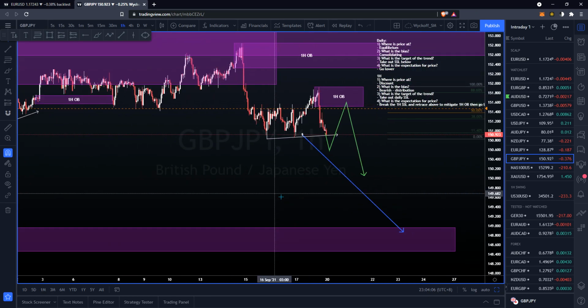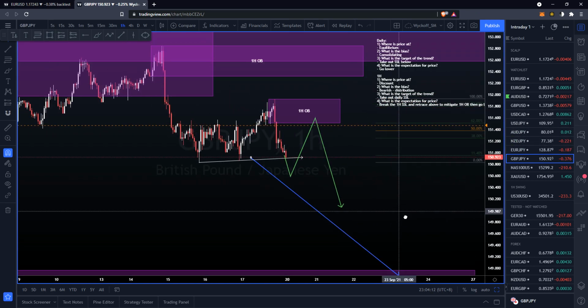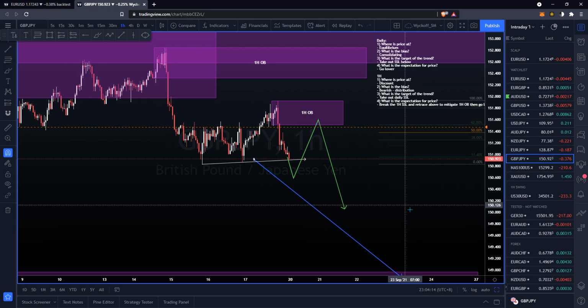Yeah, so basically JPY pairs are mixed bias right now, so trade with caution.